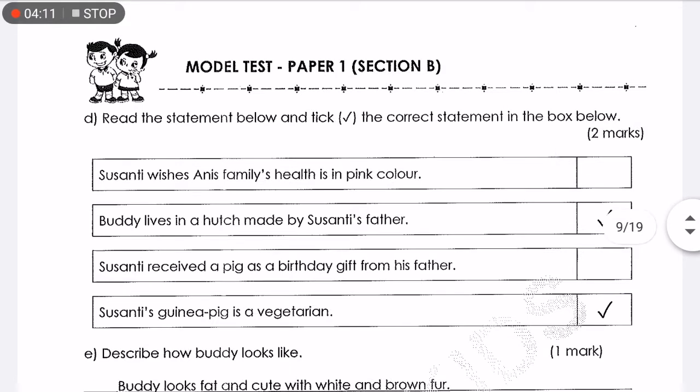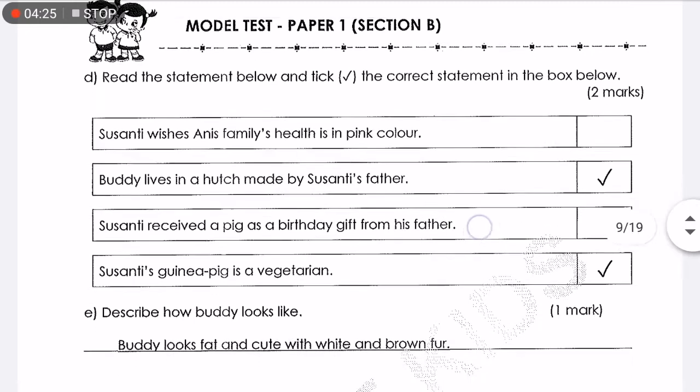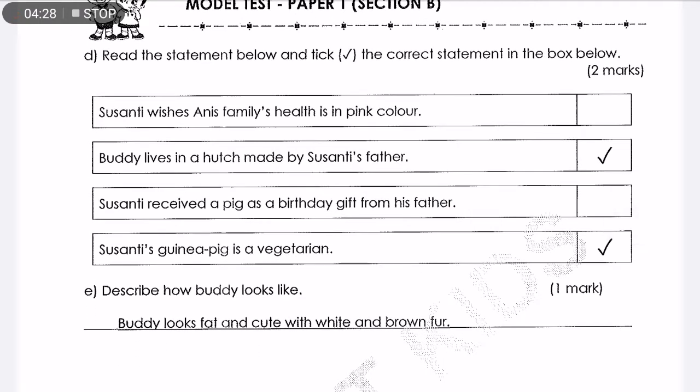The next question, read the statements below and tick the correct statement in the box below. Okay, the first one, Susanti wishes Ani's family's health is in pink color. Is it correct? No, it's not. The correct phrase is in the pink, which means healthy. It's an idiom. So this is clearly a wrong statement.